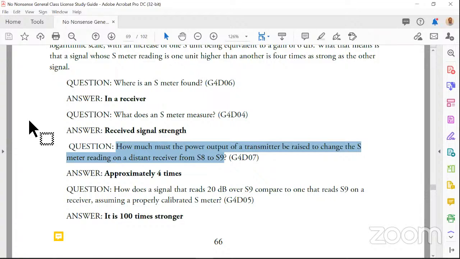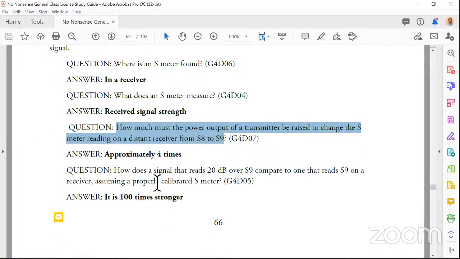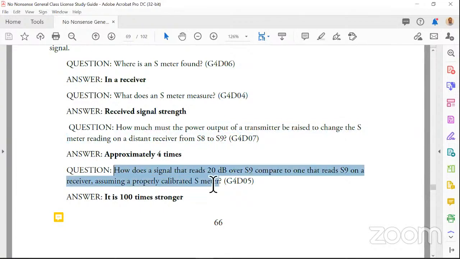How much more power does the transmitter need to put out so that we see the needle go from S8 to S9? We said that it's a 4 times increase. For any further detail, just review the theory from last session, or the slides in the slide deck, where we gave a full explanation of that.